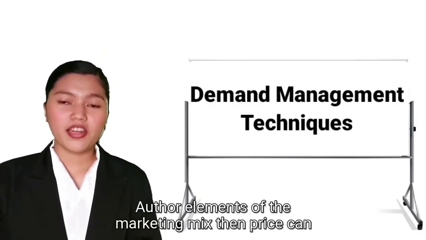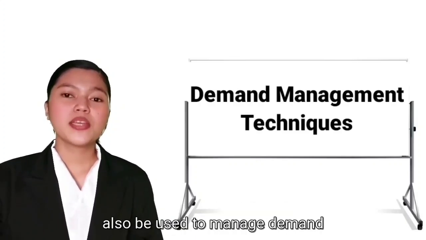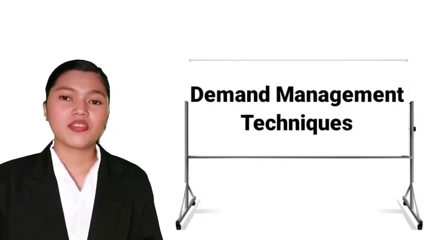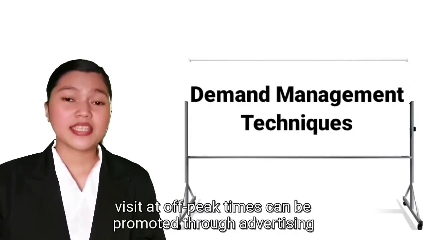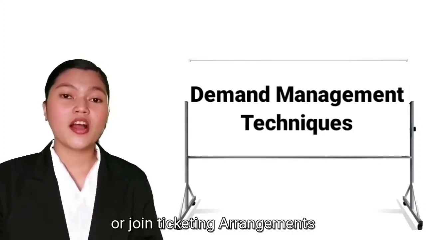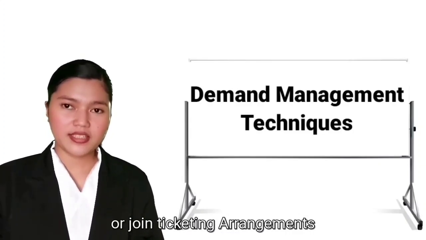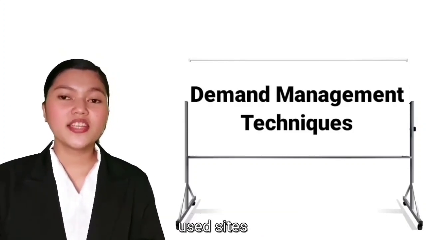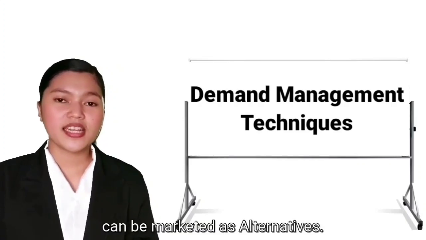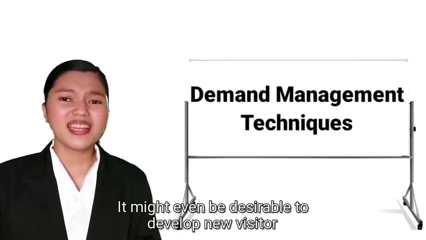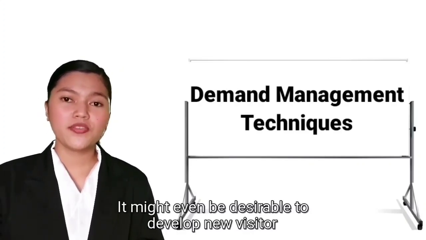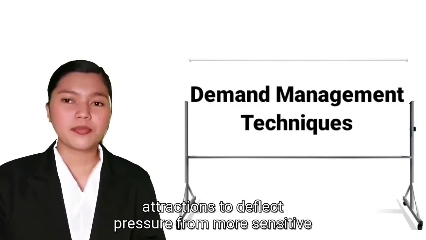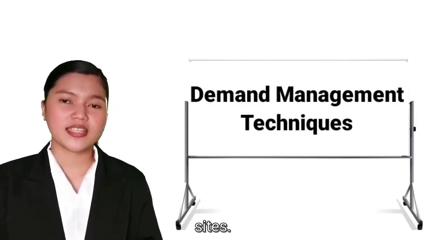Other elements of the marketing mix than price can also be used to manage demand. Visits at off-peak times can be promoted through advertising or joint ticketing arrangements. Heavily used sites can be demarketed, and less intensively used sites can be marketed as alternatives. It might even be desirable to develop new visitor attractions to deflect pressure from more sensitive sites.